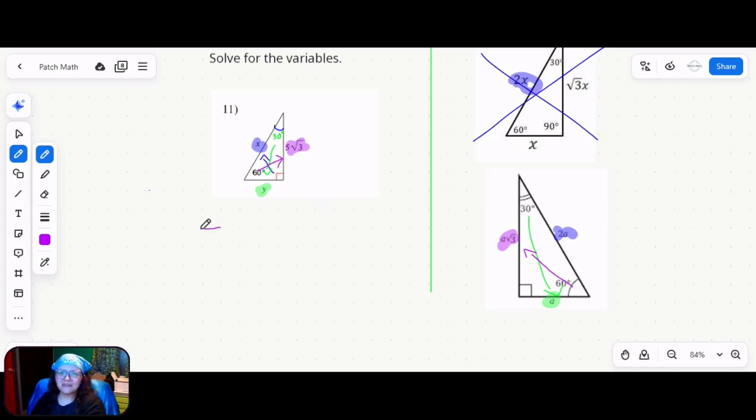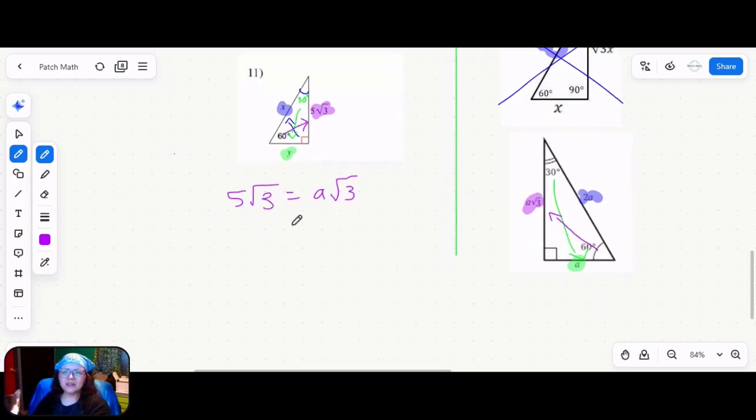But 5 square roots of 3 equal to a square roots of 3 is helpful. We have one variable there. We have an equation. We must use our equation solving skills, which say what we do to one side of the equation, we must do the exact same thing to the other side of the equation. That retains the original value.